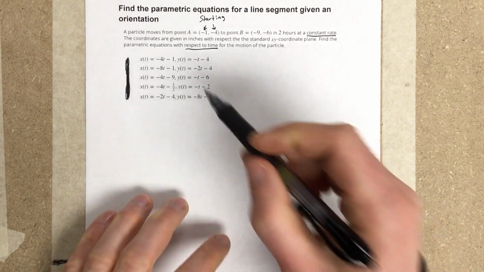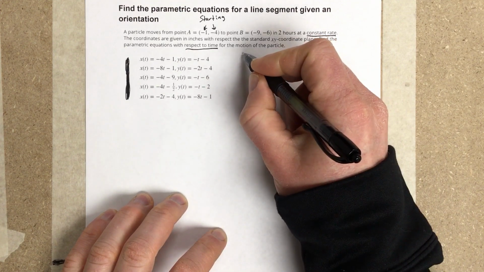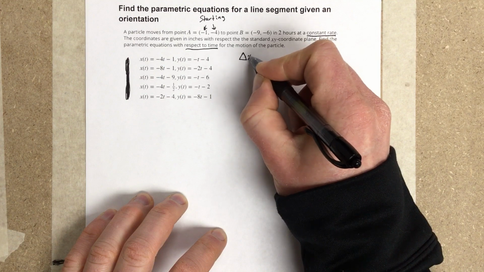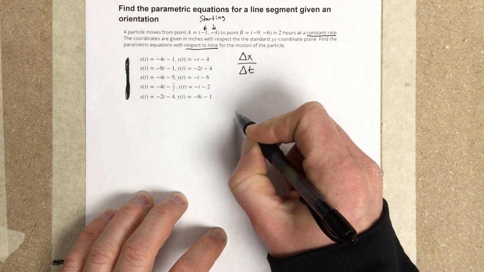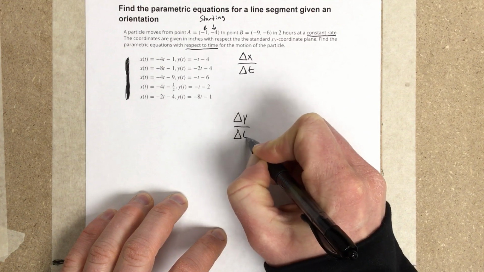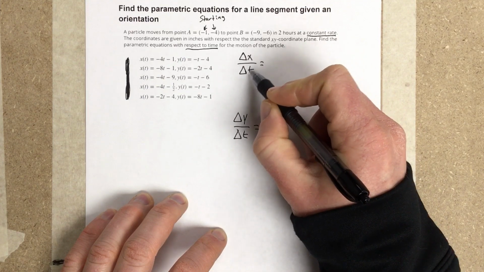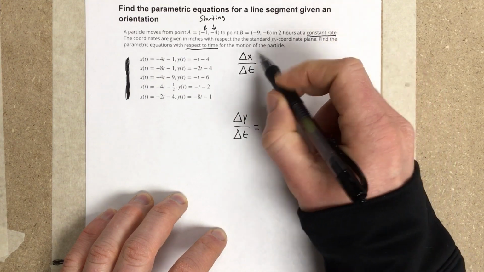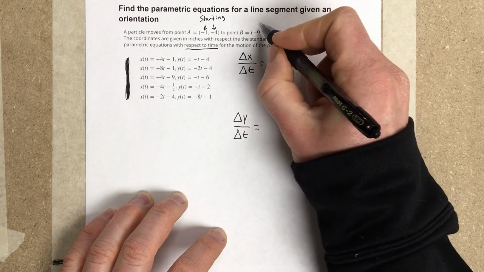So if t is going to be the independent variable, then when I find slope, I'm really looking for the change in x over change in t. And I'm also going to look for the change in y over change in t. So what happened to the x value with respect to time? Well, the x value changed from -1 to -9, so this is ending.